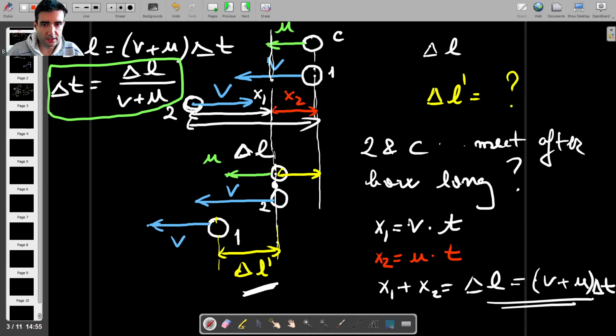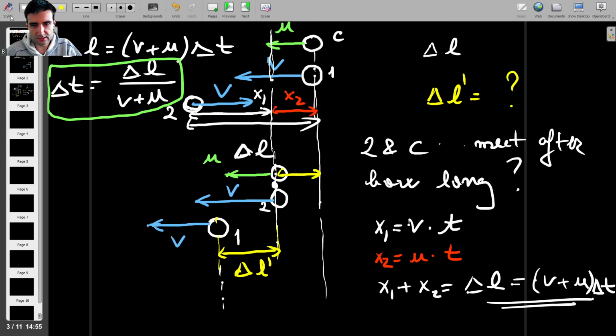This distance delta L can also be given as the difference of two other distances. If you think about it for a second, we can write that this delta L is the difference between this distance, which let's call Z1, the distance ran by the first athlete from the moment he encountered the coach up to the moment the second athlete encountered the coach.